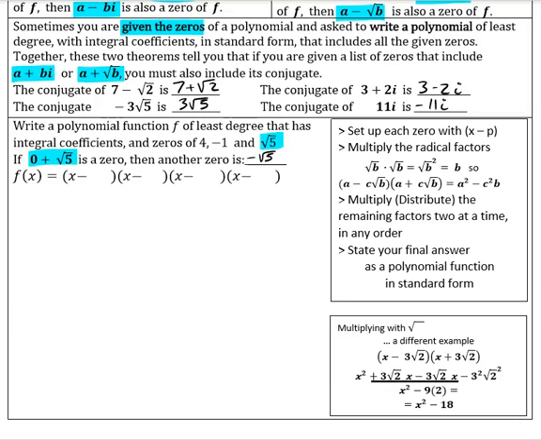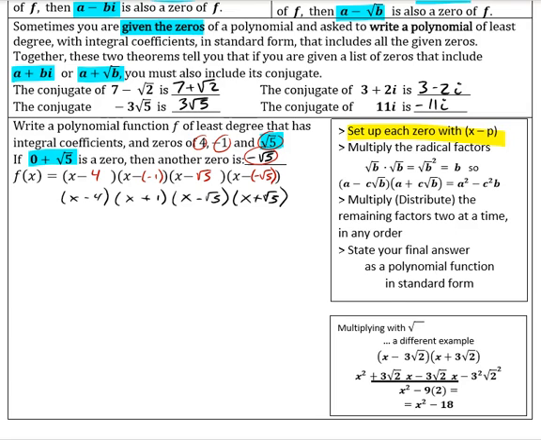And here are the steps on the right of how to set these up. Set up each zero with x minus p. That means we're going to plug in these terms into these parentheses: x minus 4, x minus a -1, x minus radical 5, and x minus a negative radical 5. I can simplify those down to x minus 4, x plus 1, x minus radical 5, and x plus radical 5.